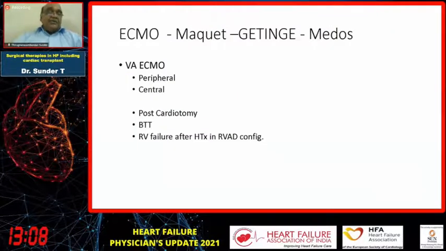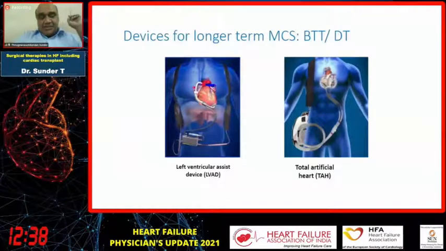So ECMO has now become a household name following the corona pandemic, where it is used for lung support. What most people also don't realize is it can be used for heart support as well. It can be veno-arterial providing heart support or veno-venous providing just lung support. It can be used after cardiac surgery when the heart doesn't come off bypass. It can be used as a BTT, which is a bridge to transplantation, or for right ventricular failure after heart transplantation.